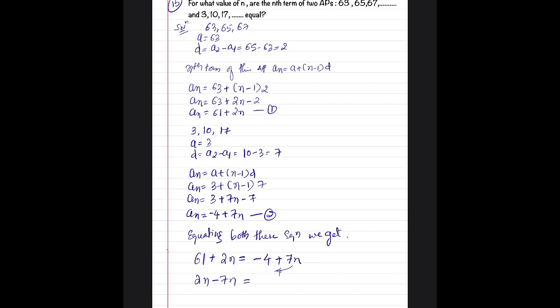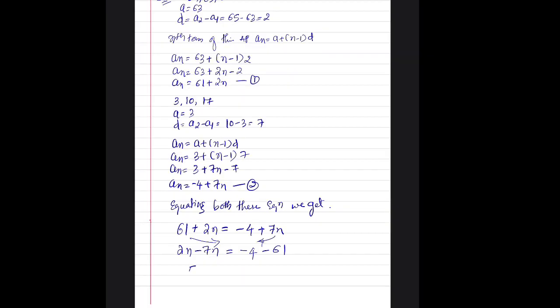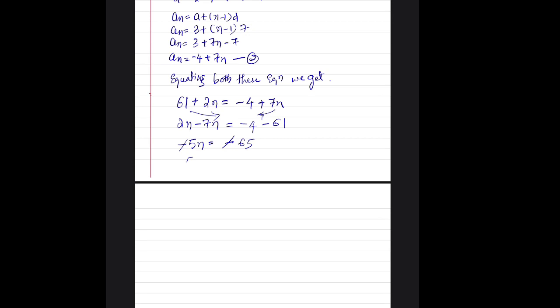is equal to minus 4 minus 61. I will take this 61 to the right hand side. So, that we got on one side the values of n and on the other side the numbers. Okay. So, here minus 5n is equal to minus 65. So, minus minus cancel each other, 5n is equal to 65.